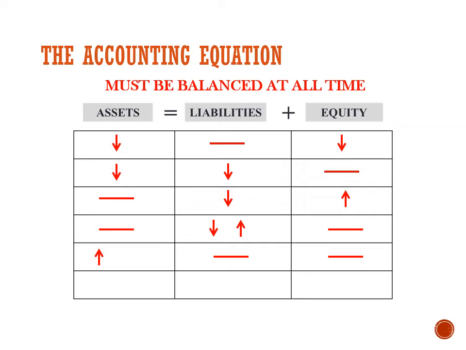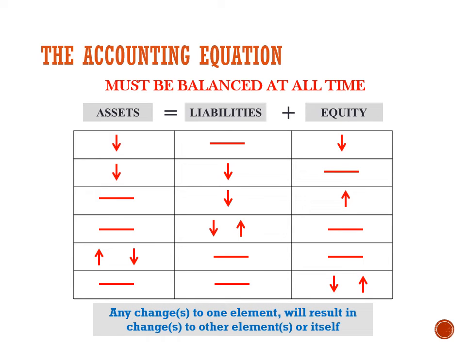When there is no changes in liabilities or equity, but there is an increase in asset, then there must be a decrease in asset. And finally, when there is no changes in asset or liabilities, but there is a reduction in equity, then there must be an increase in equity as well, so that the equation remains balanced. So as you can see, any changes to one element will result in changes in other elements or itself.